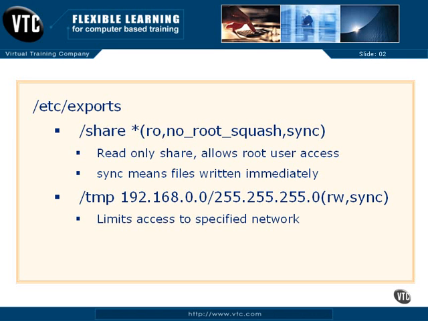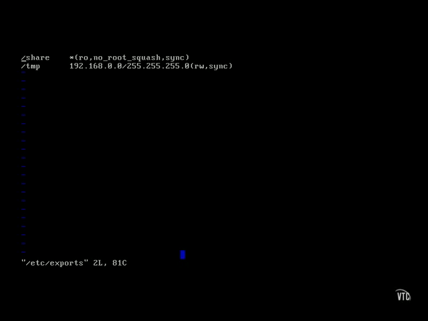The second directive shares the temp directory and limits that share to systems on the network address shown here. The share is done in read-write mode, and sync is important there, just in case there is a cut in the network connection. Be careful with the file. A space between the IP address and the conditions in parentheses, such as a space here, would mean that all systems would have read-write access to the temp directory, and that's not always good.